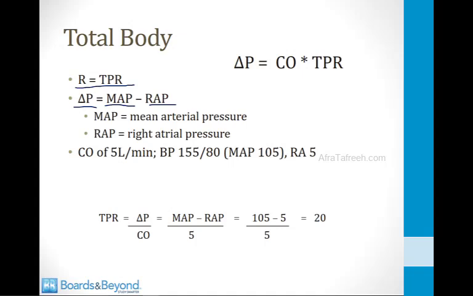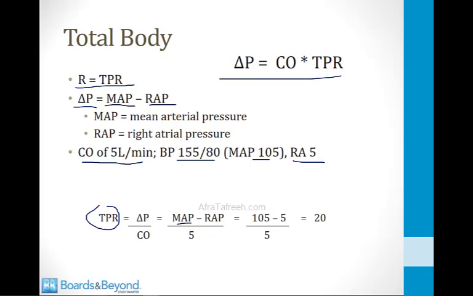So suppose we have a normal cardiac output of 5 liters per minute, and then let's further suppose that a patient has a blood pressure of 155/80, which gives a mean arterial pressure of 105, and then let's suppose the right atrial pressure is 5. From these numbers, we can calculate the total peripheral resistance. It's equal to the delta P divided by the cardiac output. This is all according to the flow equation.